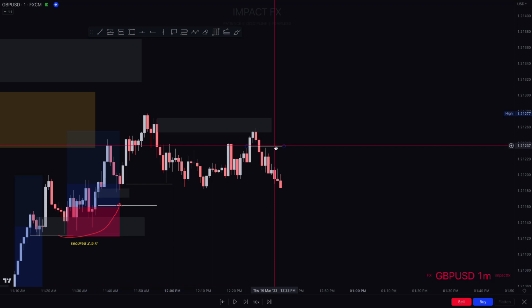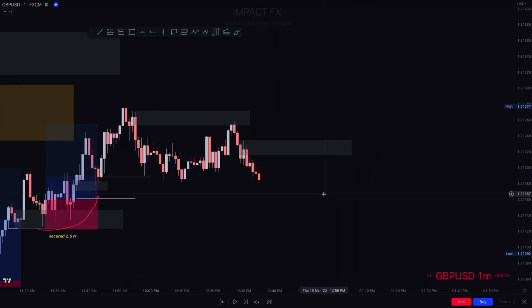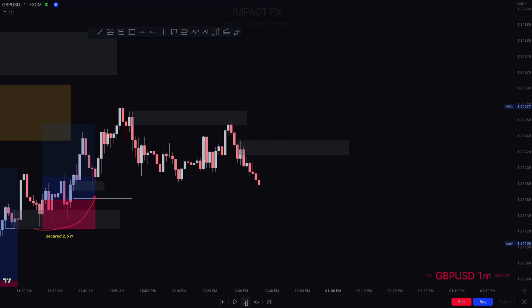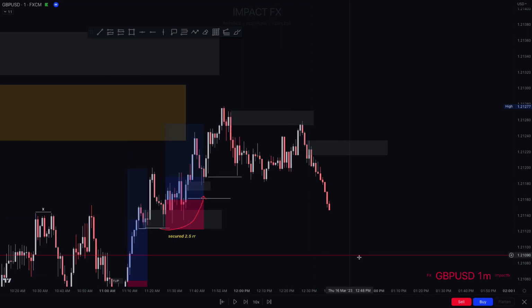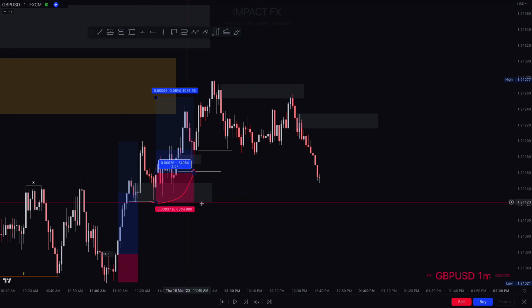Okay, we're going to have to wait for a pullback, guys. And we're going to target this zone here. Okay, price might leave without us. This is inducement, liquidity.